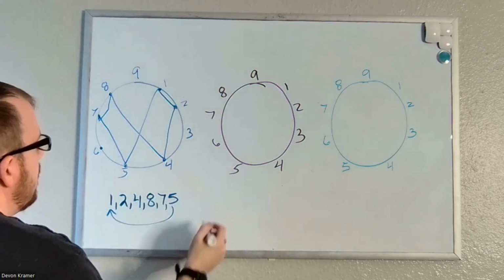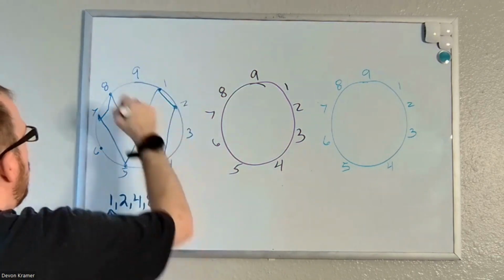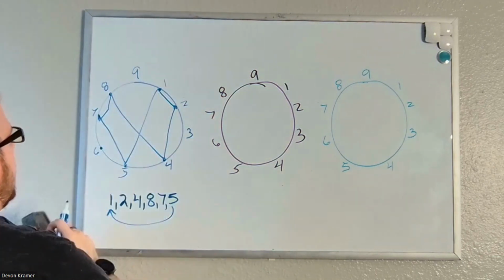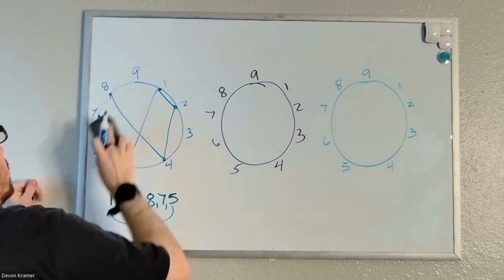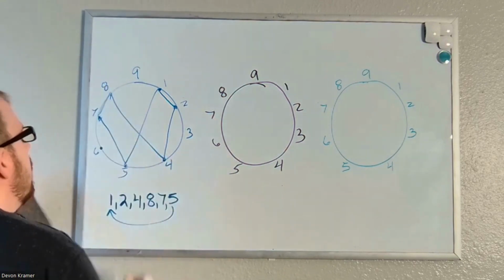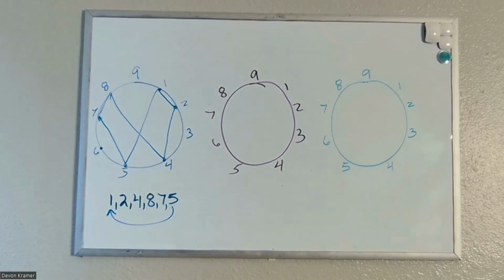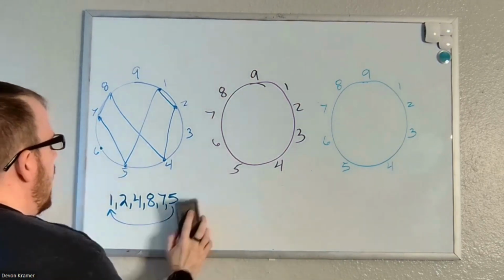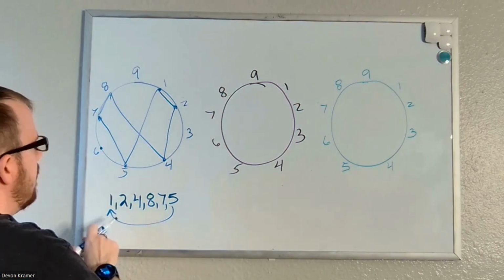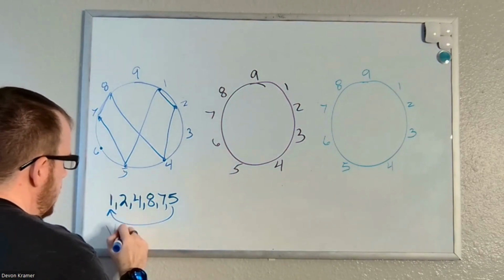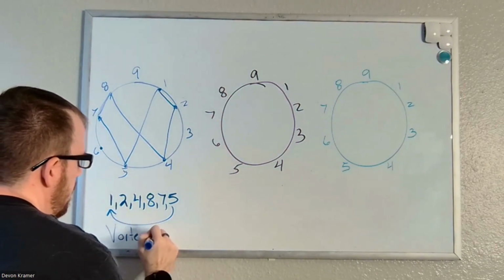1, 2, 4, 8, 7, 5, and back to 1, I get this shape right here. Now this shape, you might notice it. It looks just like the VW, which is exactly what it is. Okay, so that is going to be the first one. So this is vortex math. That's what we're going to write. This is vortex math.